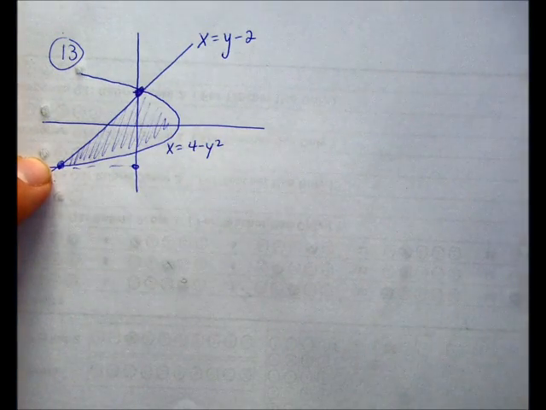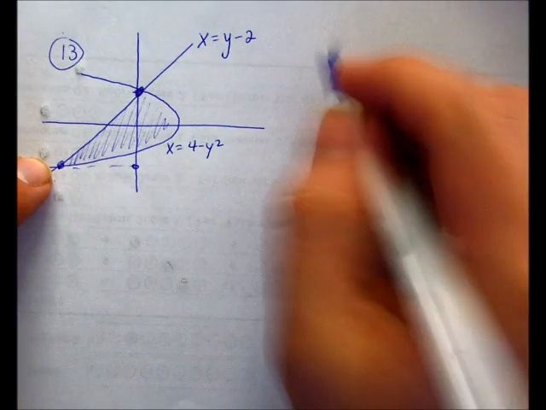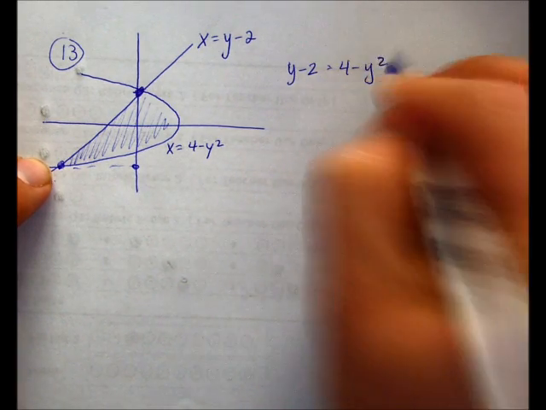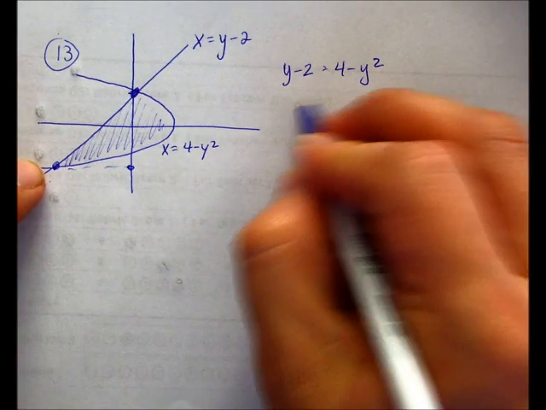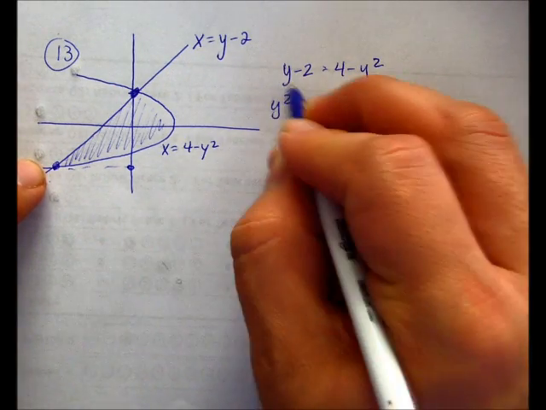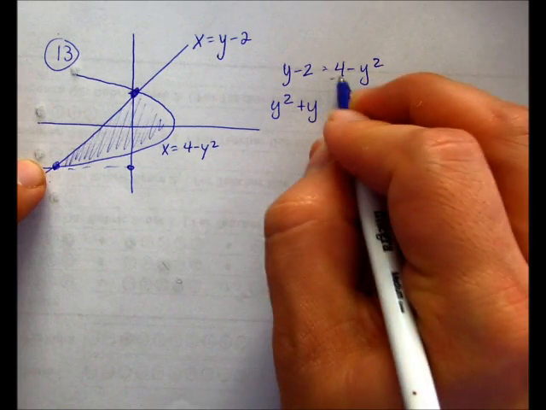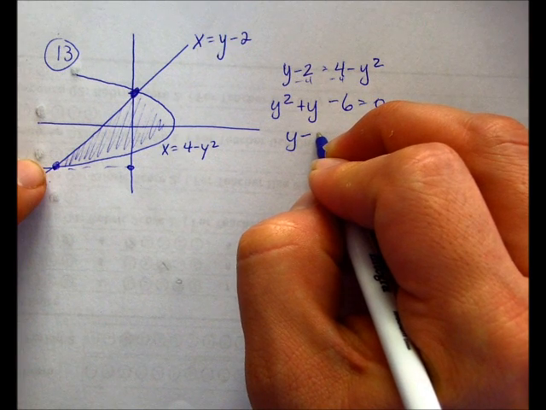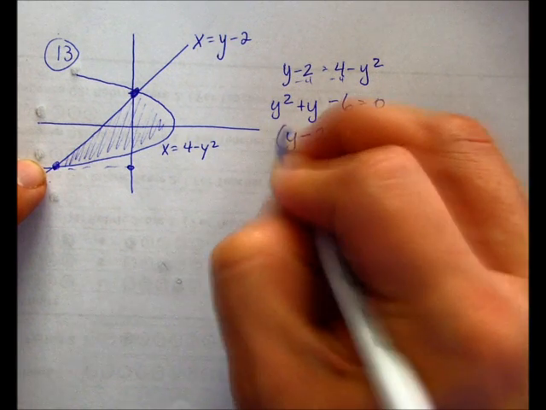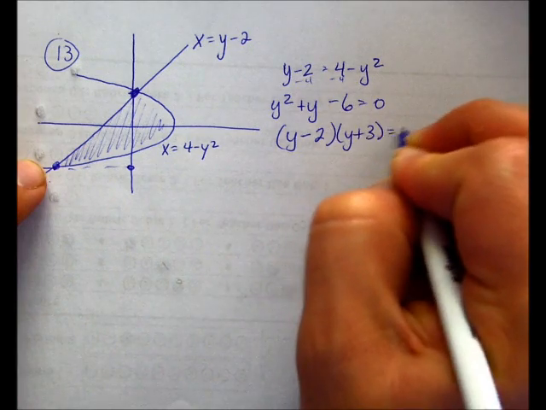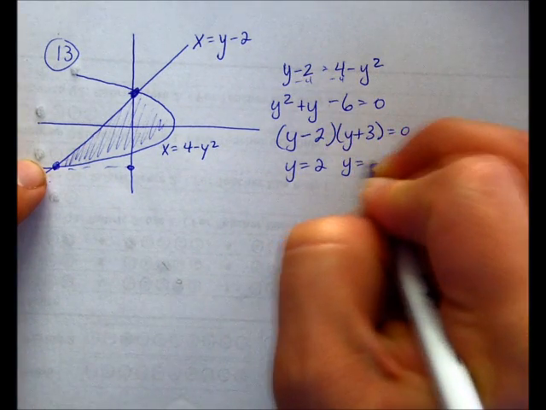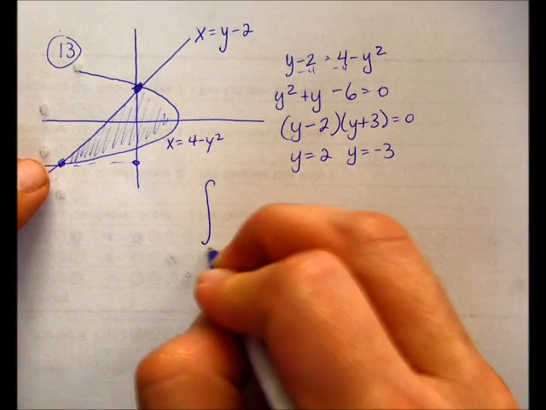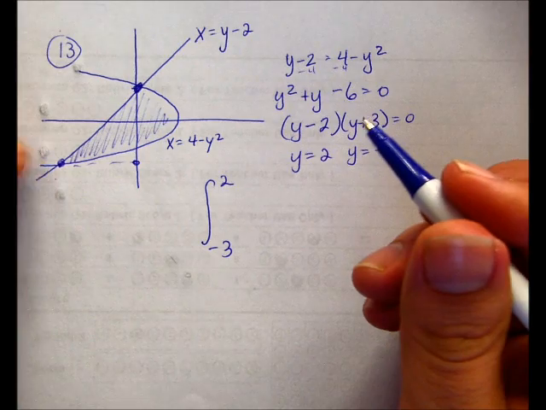Now, I believe that this one in the book, well, we'll go ahead and solve it. So we're going to say y minus 2 equals 4 minus y squared. So we're going to have y squared plus y minus 6, equals 0. And those will be our limits of integration. So we're going to integrate from negative 3 to 2.